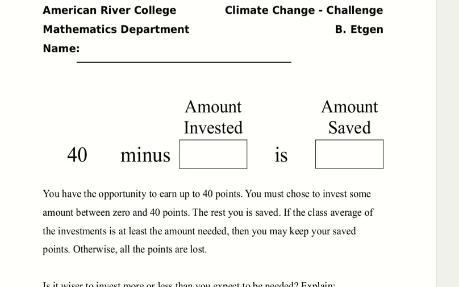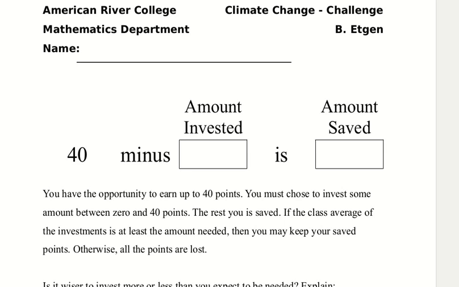Many students will say, well, I'll invest a little bit, hoping that it'll work, and then there's a chance that I'll save a lot. Maybe they'll invest 10 points, and then they'll keep 30. But almost certainly the class average needs to be way more than that. I'm not going to tell you exactly how many points the class average needs to be. This is about your expectations for your colleagues. Do you imagine that they will be interested in saving as many points as they can? In which case they'll invest a lot.